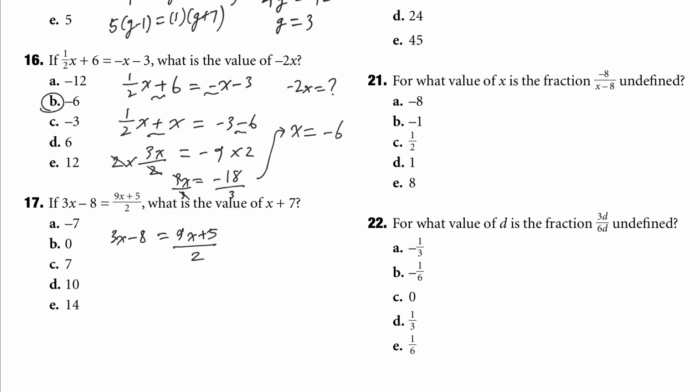Because we weren't looking for the value of x in this prior question. We're looking for negative 2x. So I have to do negative 2 times the value of x, which is negative 6. So the answer would be 12. My mistake. This is not B. This should be E. Because they were asking us to find the value of negative 2x, not x.